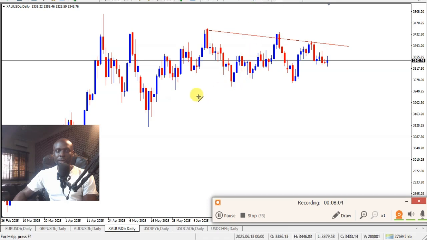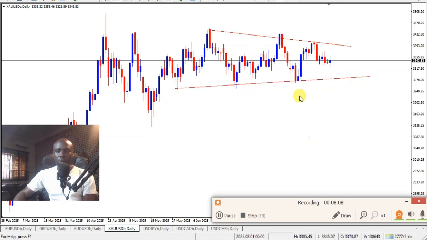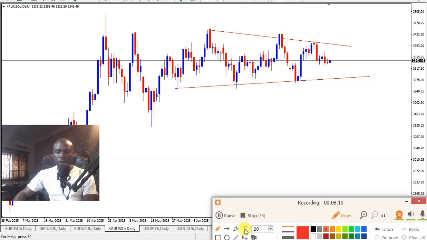If we see price breaking this trend line, then we can start looking for any possible opportunity on the gold USD. So we expect price to break this level, then wait for a test, then we'll look at a sell opportunity. Then for the buy scenario, we expect price to break this high, wait for a test, and look at a buy opportunity for gold USD.